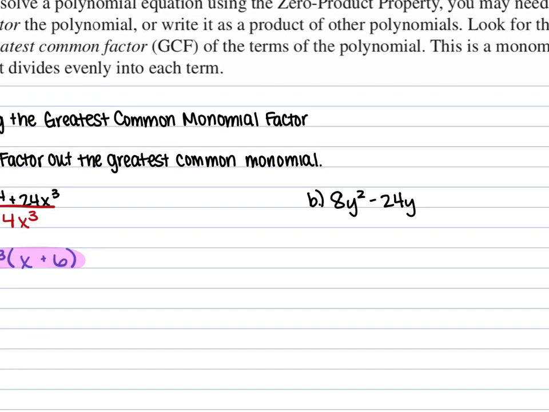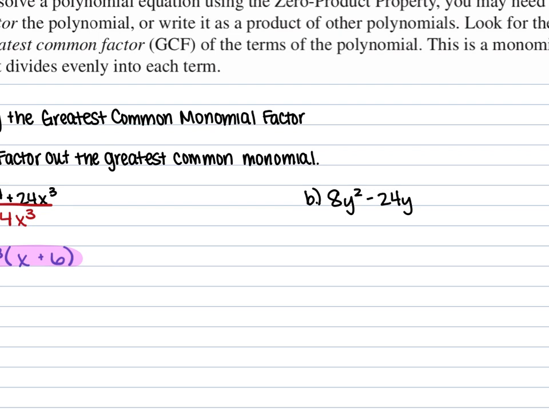For example B, we have 8y squared minus 24y. So when we look at both of these, 8 and 24, their greatest common factor is 8. Both of these terms have a y attached to them. So the lowest exponent here is 1, so it's just going to be a y that we factor out. So that 8y is factoring out.